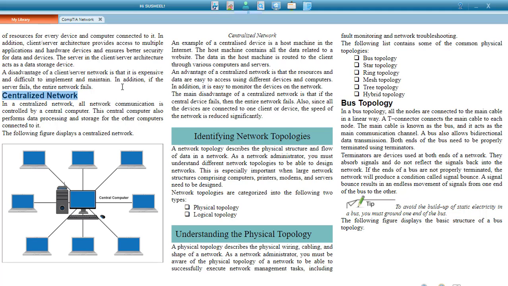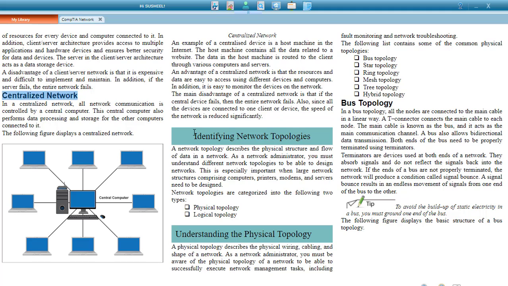An advantage of a centralized network is that the resources and data are easy to access using different devices and computers. In addition, it is easy to monitor the devices on the network. The main disadvantage of a centralized network is that if the central device fails, then the entire network fails. Also, since all the devices are connected to one client or device, the speed of the network is reduced significantly.